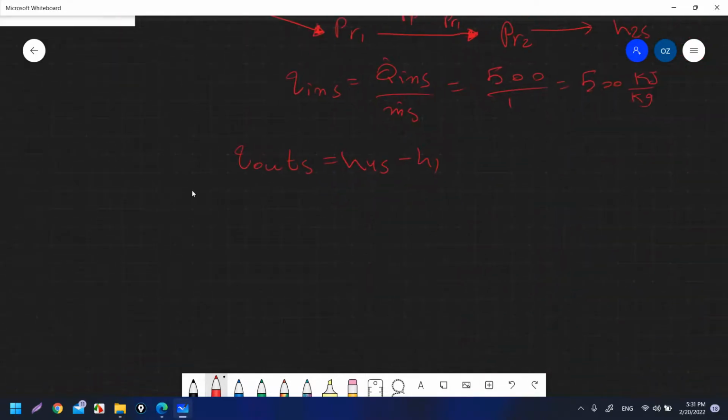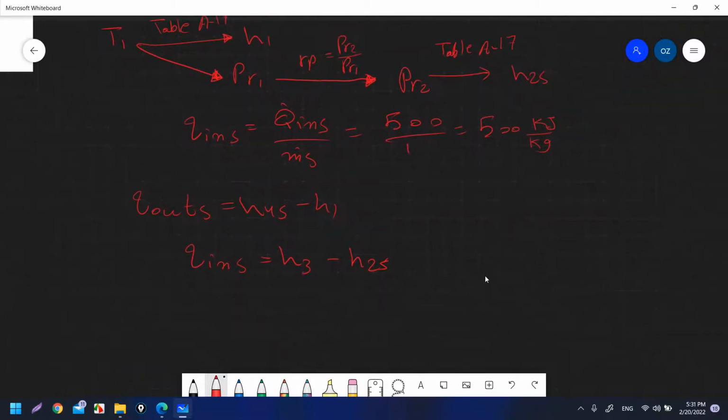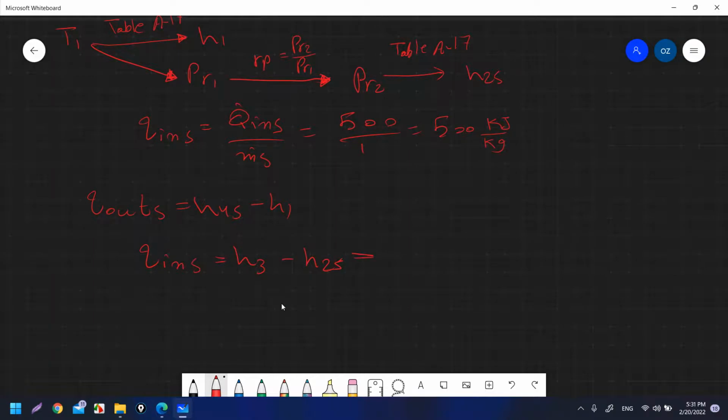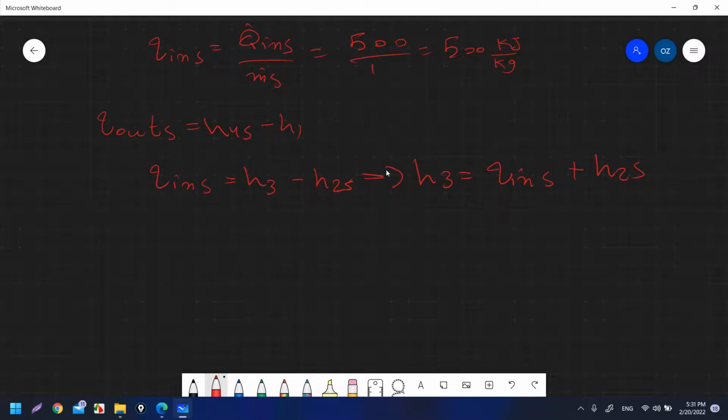Okay, so I will use this equation that Qin S is equal to H3 minus H2S. I have Qin S. I will calculate H2S from here. The problem is that I want to find H3. So H3 will equal Qin S plus H2S. Qin S is 500. H2S I will find. Then using H3, I will go to the table to find PR3 from table A17.